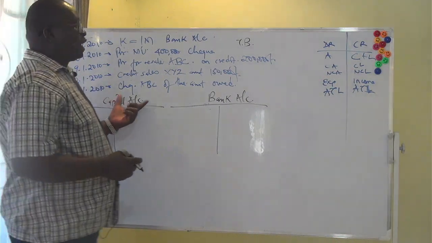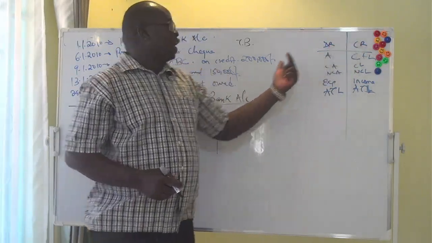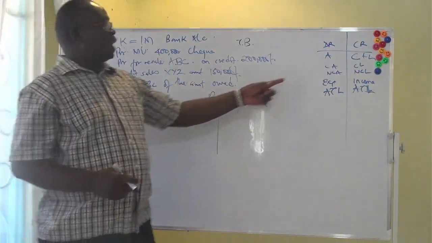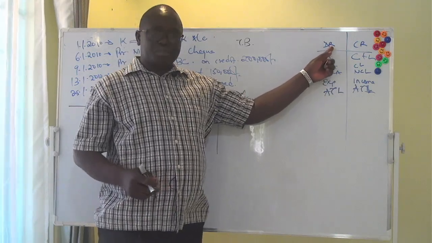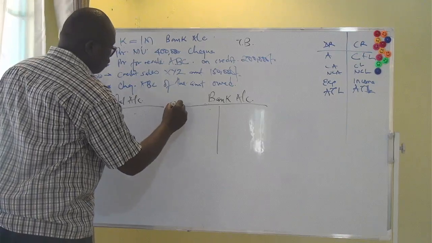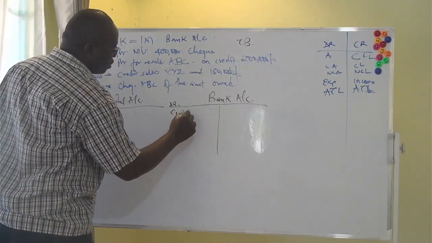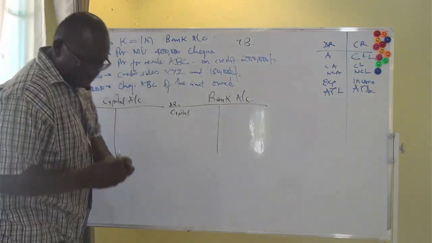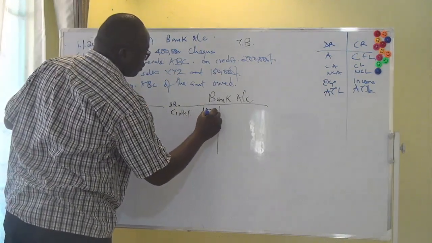Capital account being a liability account, when it is increasing, we credit it. Bank account being an asset account, we debit it when it increases. So on the debit side of the bank account, we have capital of 1 million.